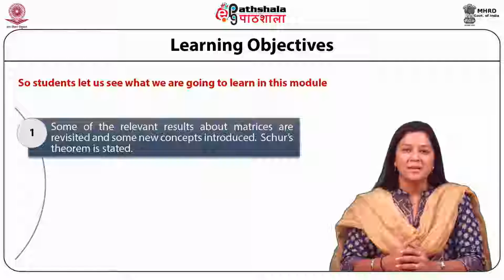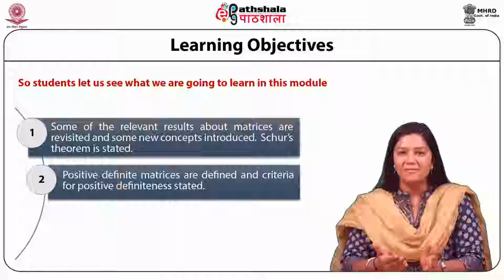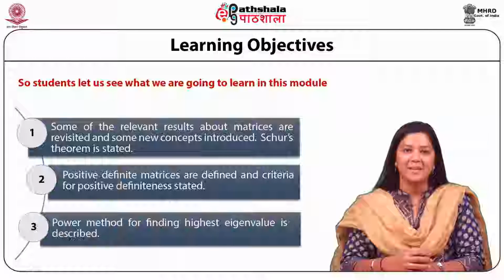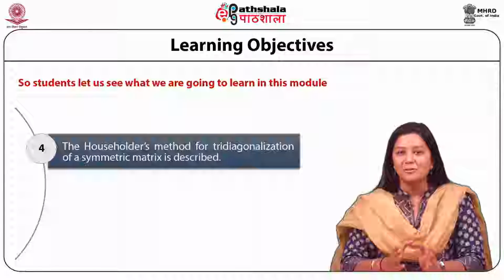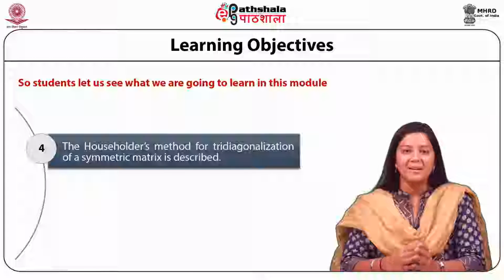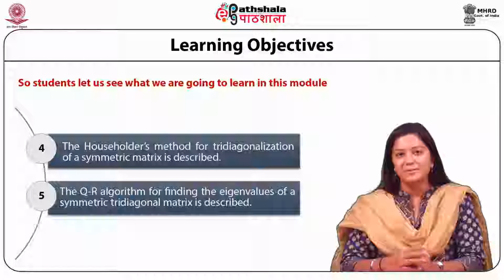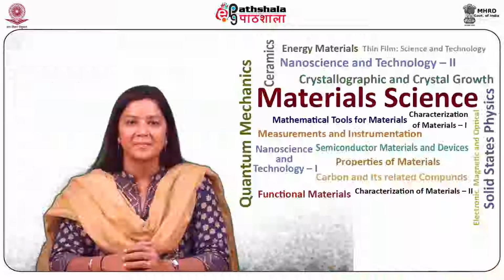Schur's theorem is stated. Positive definite matrices are defined and the criteria for positive definiteness are stated. The power method for finding the highest eigenvalue has been described here. Householder's method for tridiagonalization of a symmetric matrix is described. The QR algorithm for finding the eigenvalues of a symmetric tridiagonal matrix is also described.